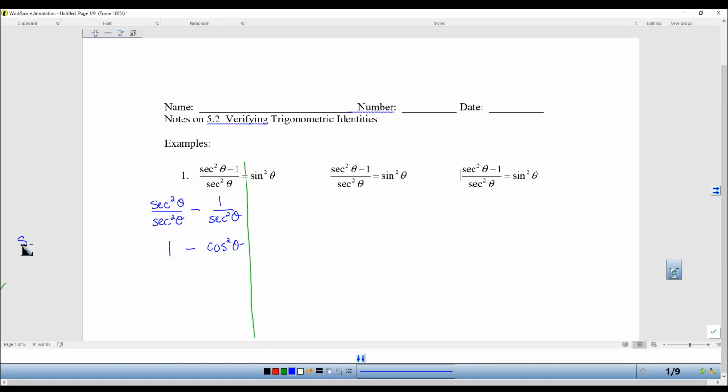So hopefully you remember that sine squared plus cosine squared is equal to 1. Sometimes people like to put those identities into the problem. You can't do that. You can replace the 1 with sine squared plus cosine squared and put it in that way, but I don't want an equal to in the middle of this problem. And now my cosines cancel, and I get sine squared, which was my answer.